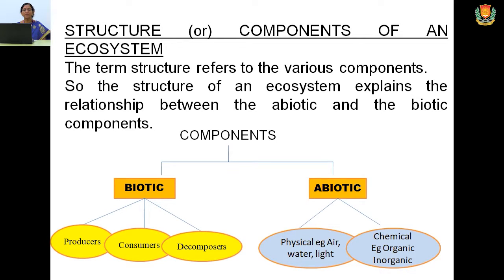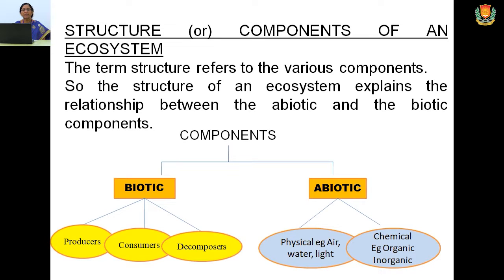And macro elements are required in large amounts by living organisms, and examples include carbon, hydrogen, oxygen, phosphorus, nitrogen and potassium. So that is about the abiotic components.